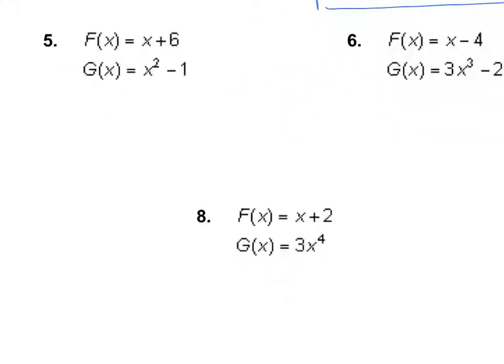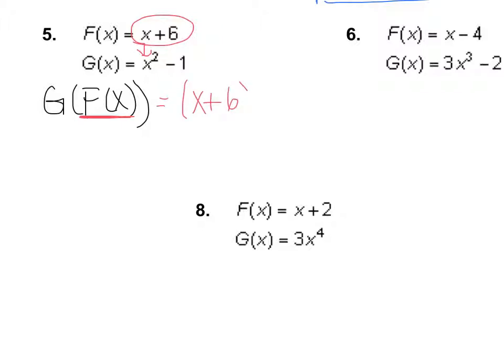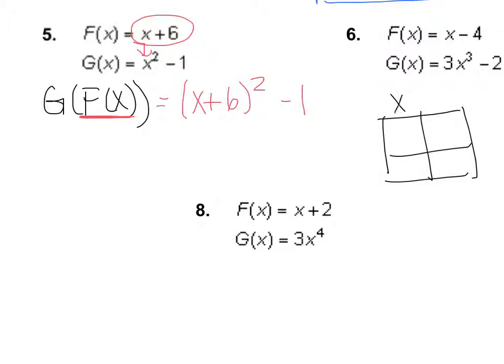Number 5. Again, I'm looking for g of f of x. And that means I want to take f of x and put it in for g of x. And the way I always remember that is because f of x is inside, that's the one I'm plugging in. So instead of x squared, I have x plus 6 squared minus 1. And I need to do box method or FOIL, x plus 6.